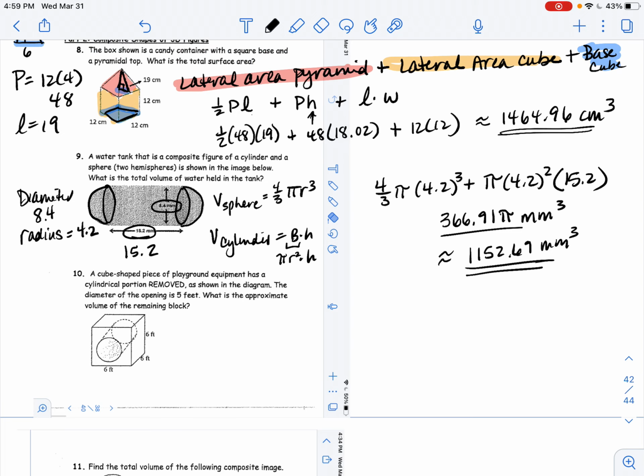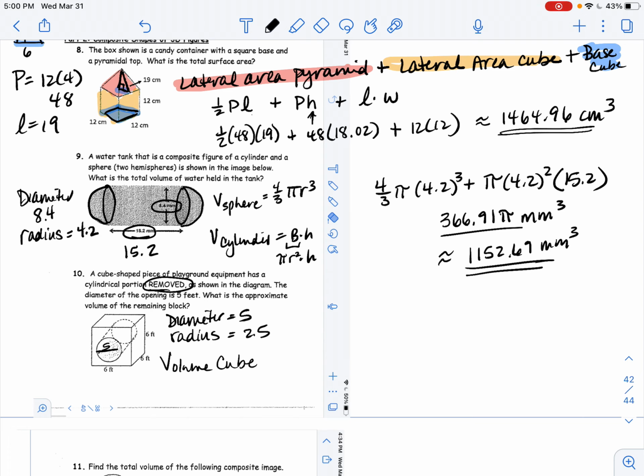All right, one last problem. A cube-shaped piece of playground equipment has a cylindrical portion removed. Okay, so if we're going to remove it, we need to subtract out what this cylinder is. The diameter of the opening is 5 feet. So this diameter here is 5. In all of our formulas, we've always used radius. So I'm going to go ahead and cut that in half, and so my radius is 2.5.